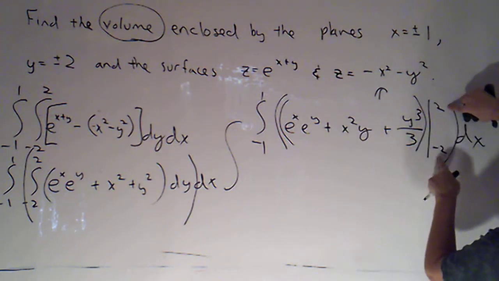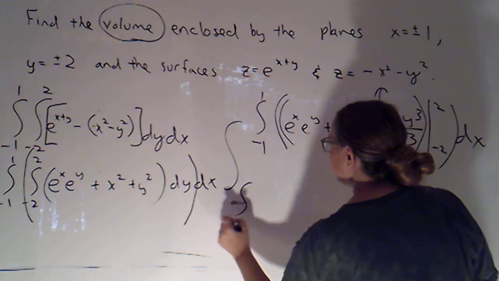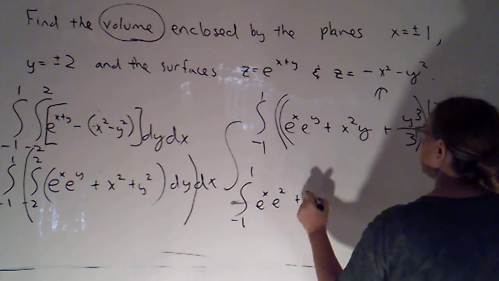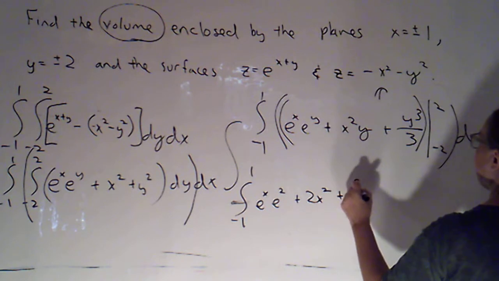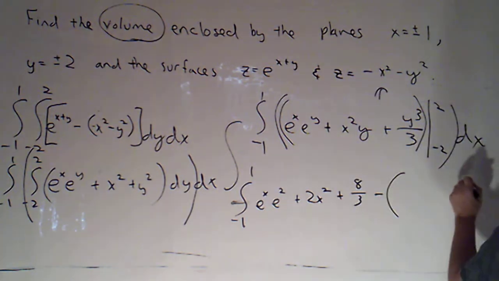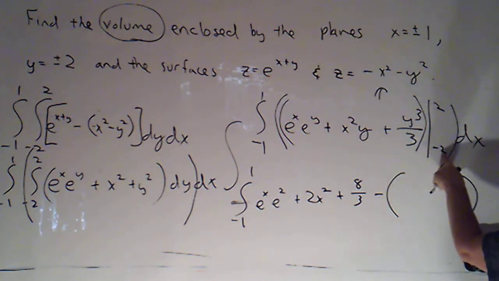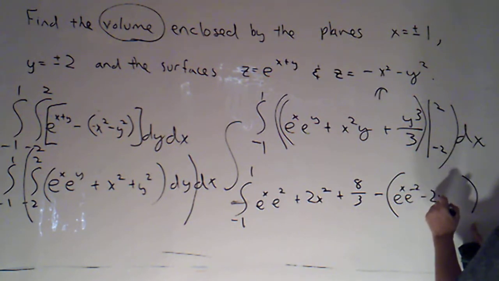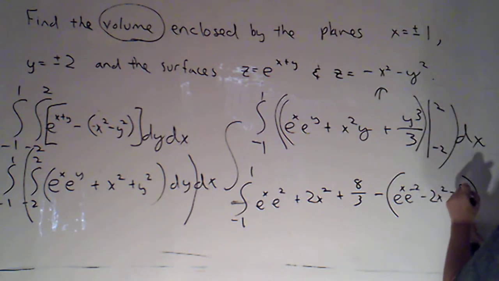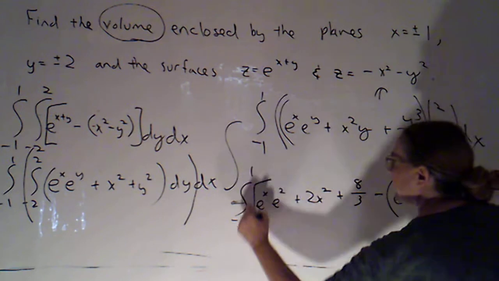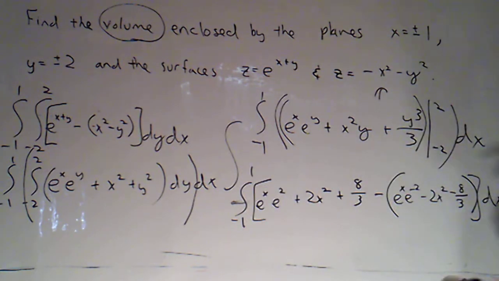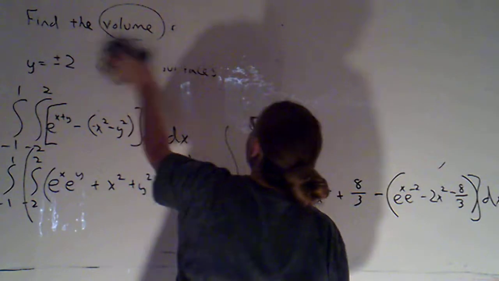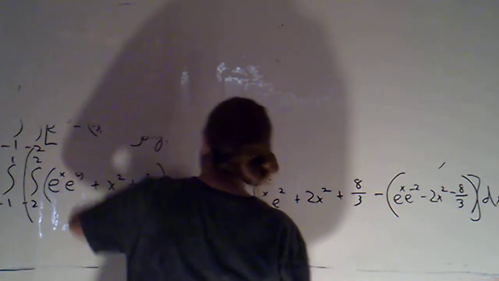And these were values that I was plugging in for y, so we're going to have the integral from -1 to 1 of e^x times e squared plus 2x squared plus 8/3 minus, and I'm going to put some parentheses here because I'm subtracting the whole thing I get when I plug in -2. So that's e^x times e^(-2) minus 2x squared minus 8/3, and we're integrating this whole thing dx. Okay, let's go ahead and distribute that negative, see if we can combine any like terms, and then we'll do the integration with respect to x.